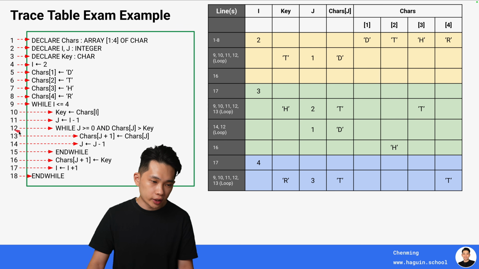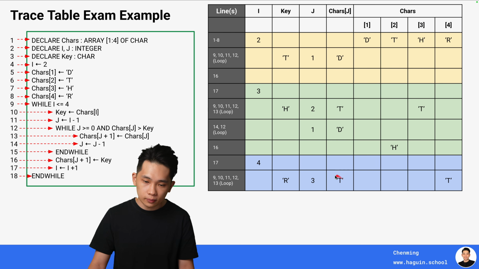As usual, we'll look at line 12 here. So while j is more than or equal to 0, so 3 is more than or equal to 0. And does char j more than key here? Let's look at this here. What is char j? Char 3. So look at char 3 here. We have to look at the latest value, which is this t here. So we write t here.